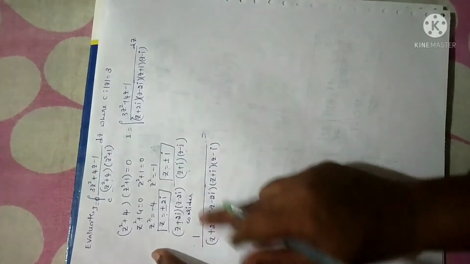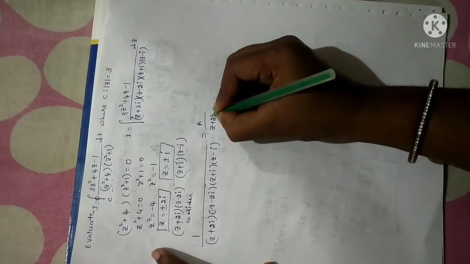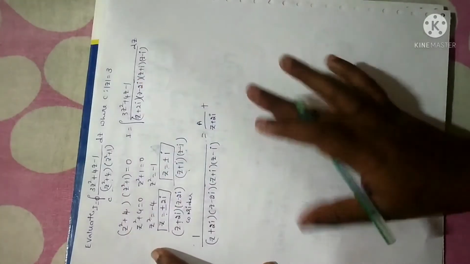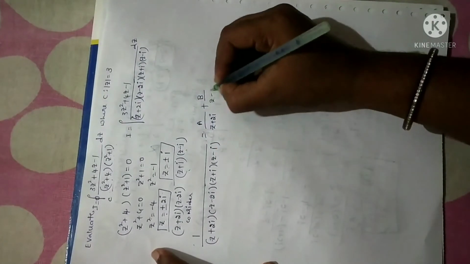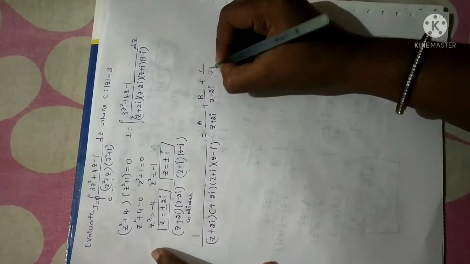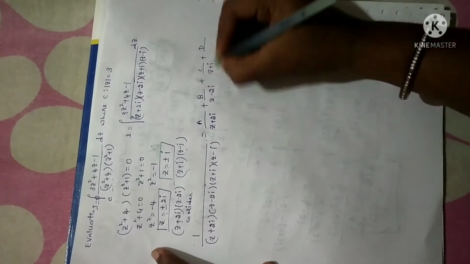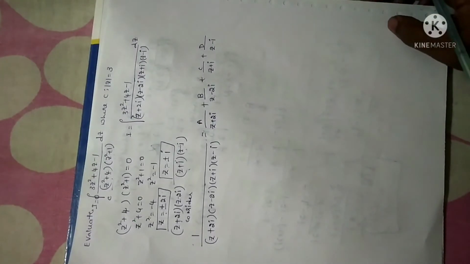Now how can I write this as a divided by z plus 2i? If you want, I'll send the picture of the same, or else you can take a screenshot. So a divided by z plus 2i, plus b divided by z minus 2i, plus c divided by z plus i, plus d divided by z minus i. By partial fractions I can write this.